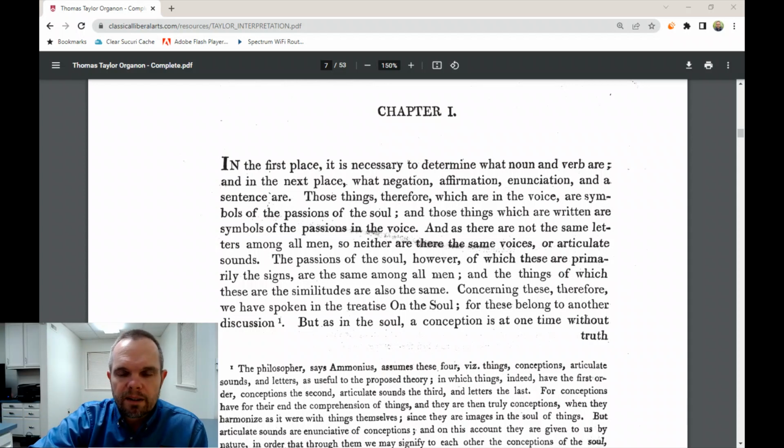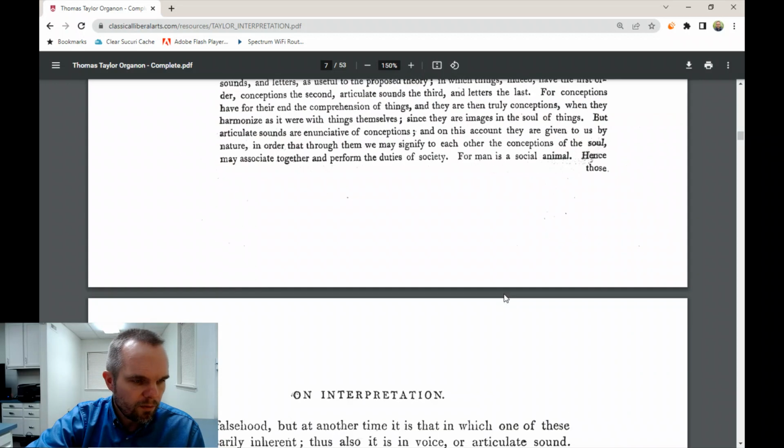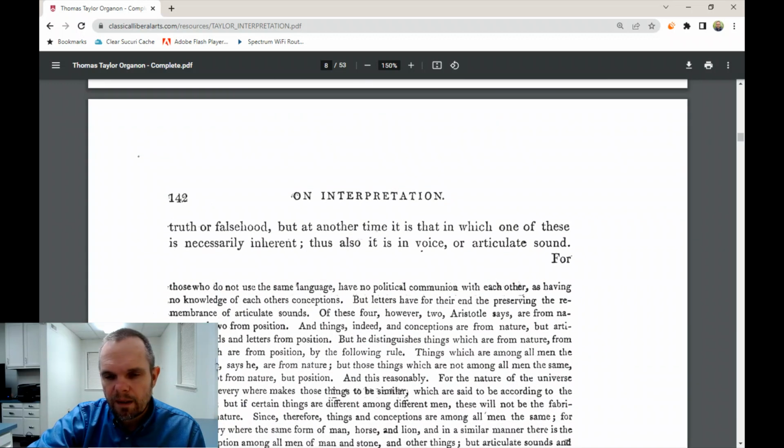And he goes on to explain what we are going to study on interpretation. He says, as in the soul, a conception, an idea, is at one time without truth or falsehood, but at another time it is that in which one of these is necessarily inherent. Thus also it is in the voice or articulate sound.